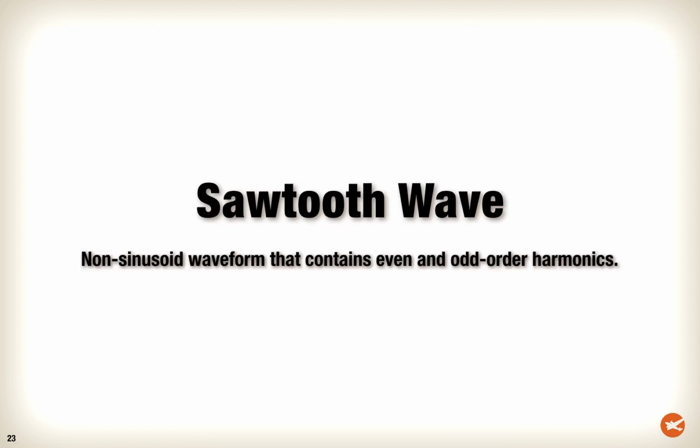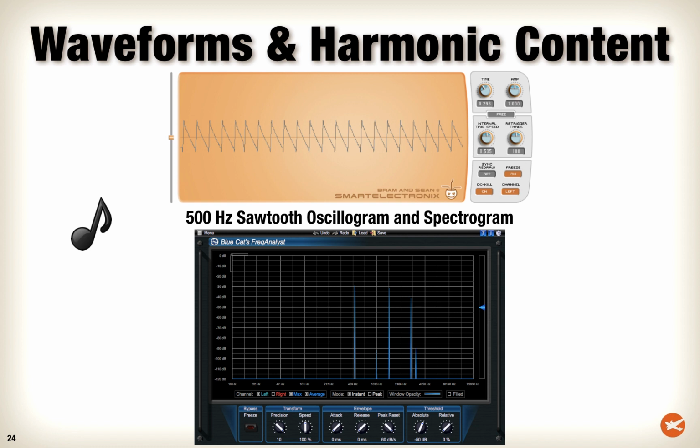The sawtooth wave is a non-sinusoidal waveform as well that contains both even and odd-ordered harmonics. In this example, we're seeing a 500 Hz sawtooth waveform in the oscillogram above and the spectrogram below. Again, 500 Hz is the fundamental frequency and has the highest amplitude of all frequencies being represented. Frequencies that are contained in the odd and even harmonics are represented to the right of the fundamental, and they vary in degrees of amplitude. Let's listen to the sawtooth wave at 500 Hz.